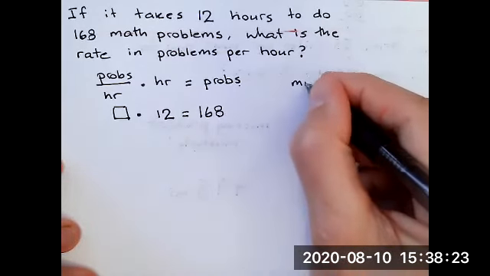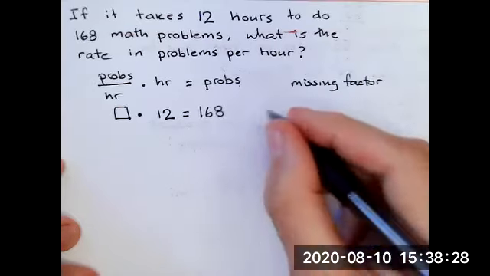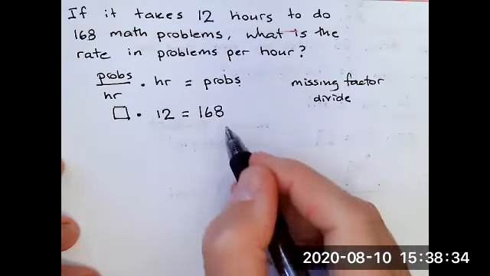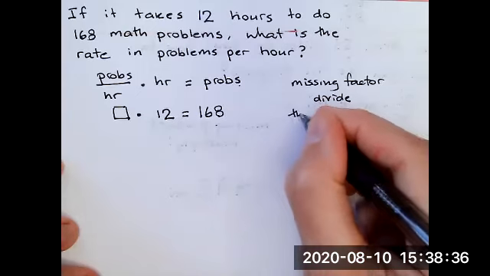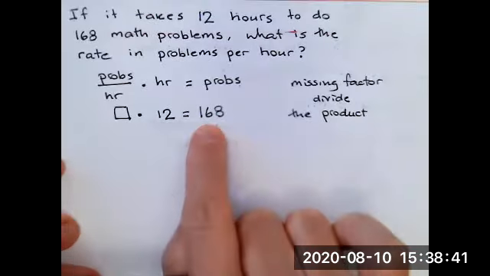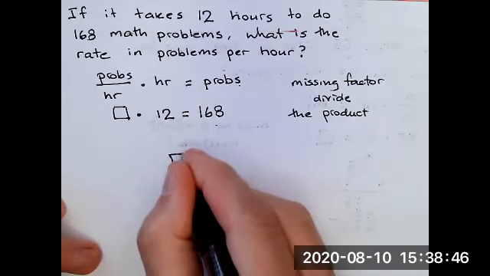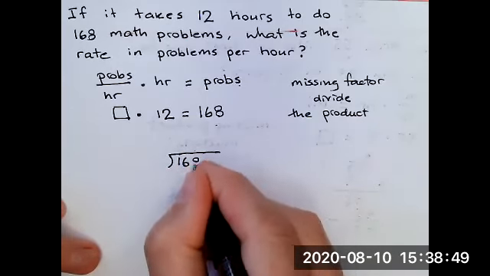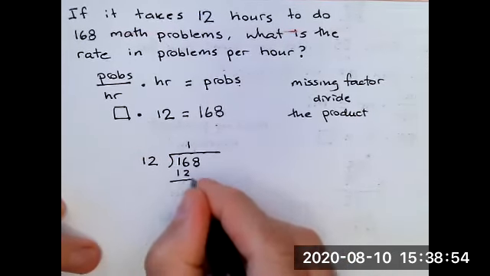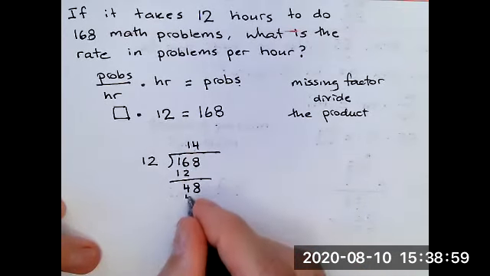This is a missing factor, so we're going to divide. Remember, you always divide the product, which is the answer in a multiplication. So let's divide 168 by 12. That goes in once. Goes in 4 times.